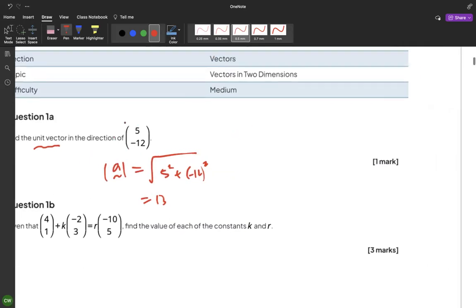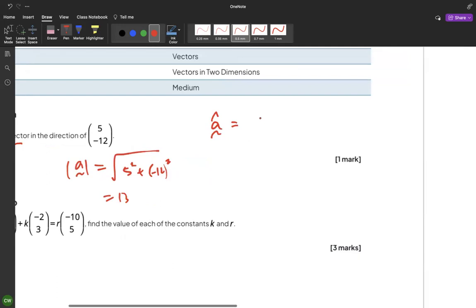他看到 unit vector 就是拿这个 in the direction. So unit vector, the formula is vector divided by magnitude of the vector.